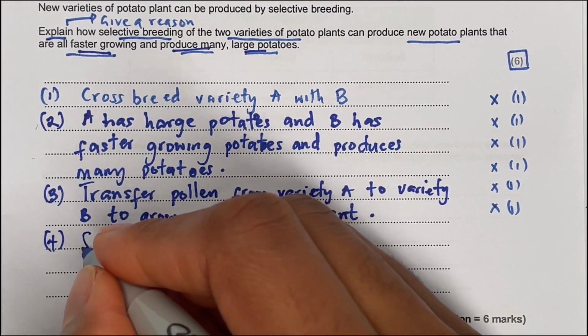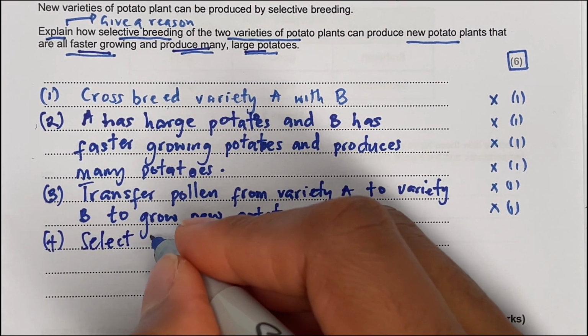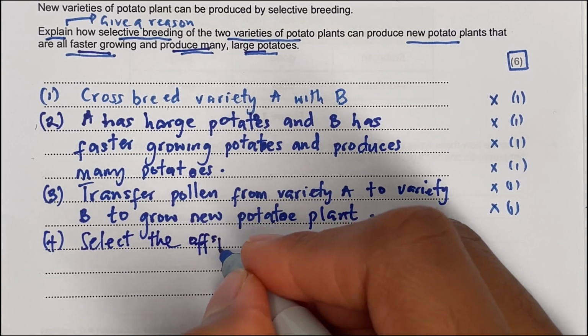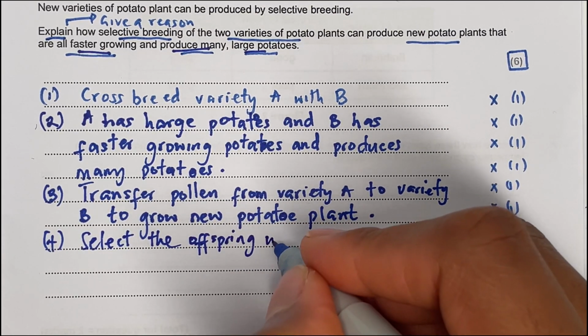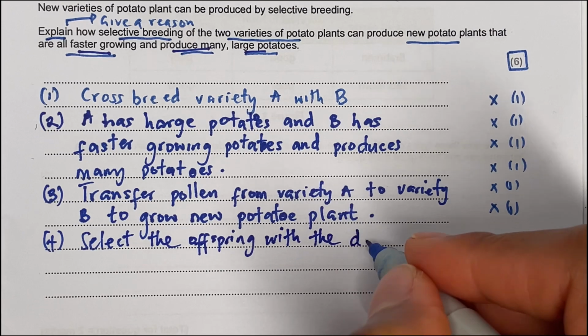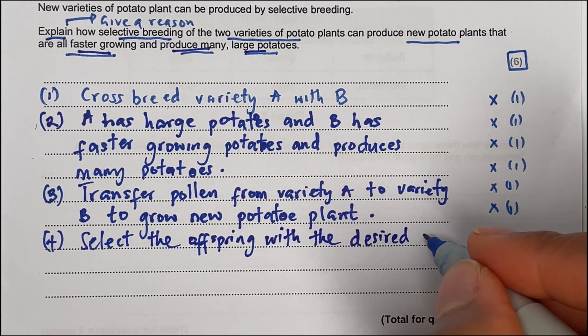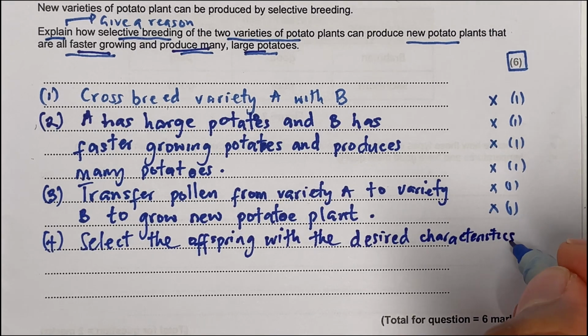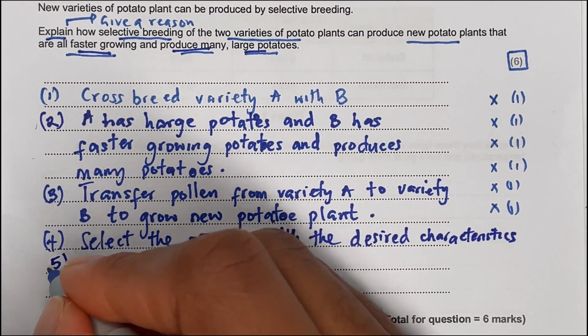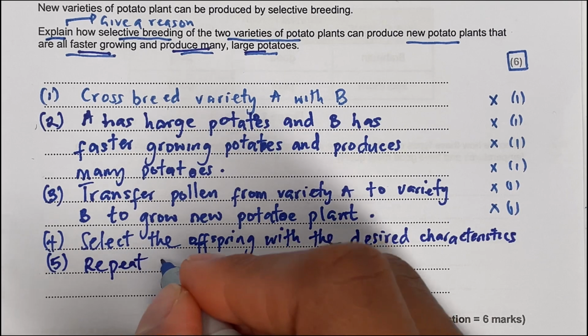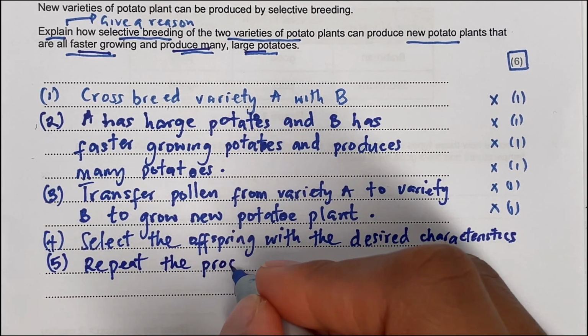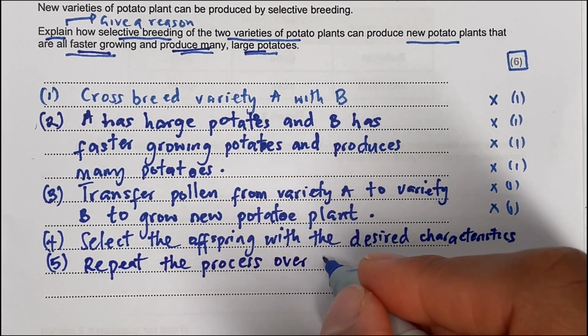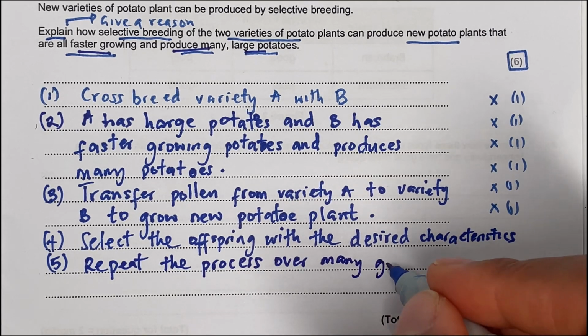I need to select. It's called selective breeding. So I need to select the offsprings with the desired characteristics. And when I've selected that, I need to repeat this process over many generations.